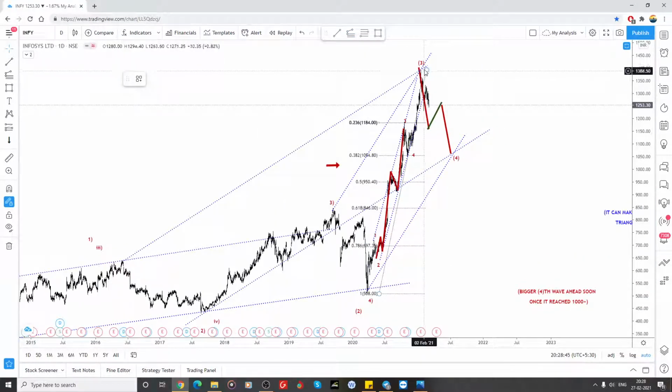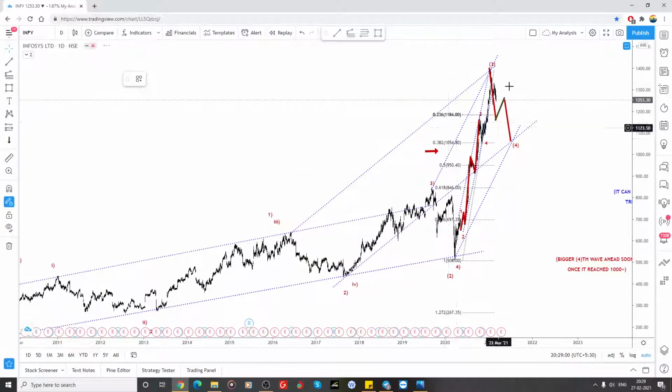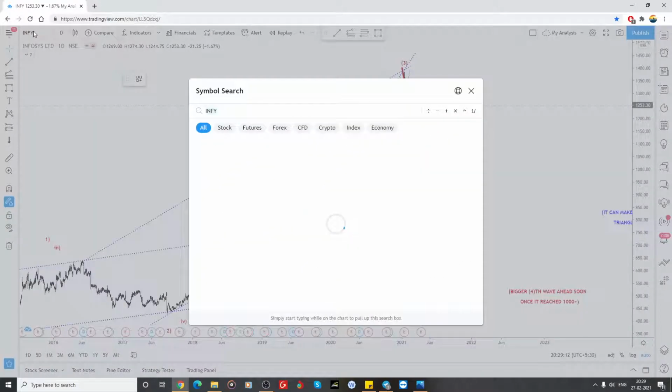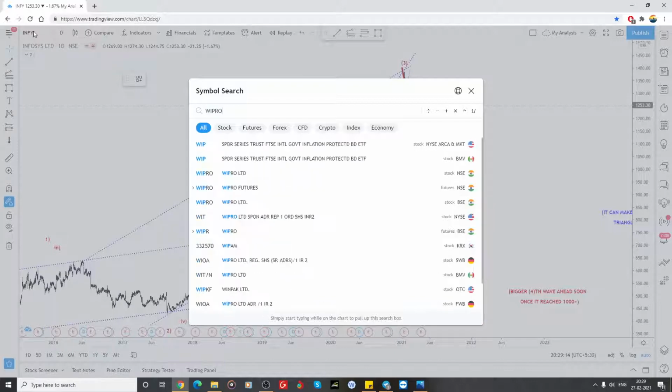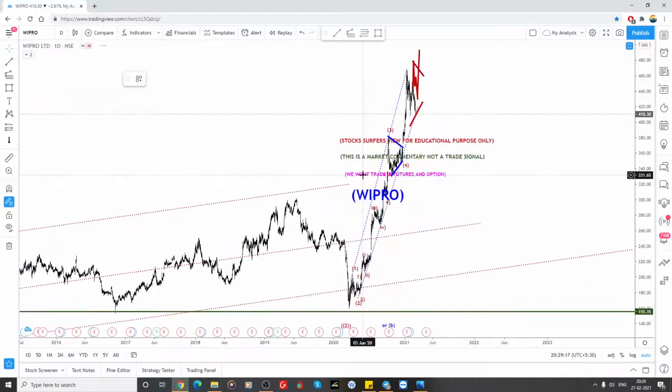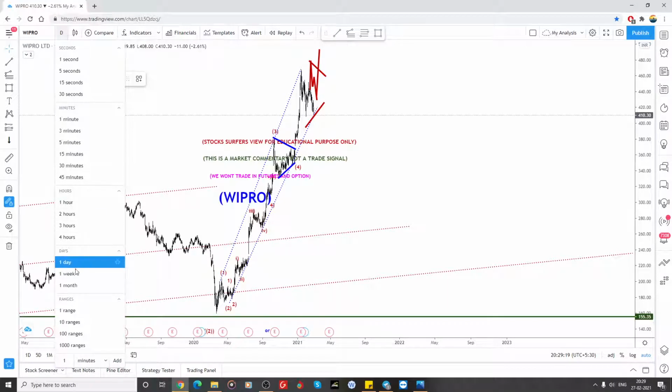So I'm expecting from this high, this is a third wave, so nearly to the 23.6, or if it is a deeper correction, it's 38.2. In any structure we can buy here in this zone, and it can extend. Anyway, we are looking for that fifth wave, or if it goes further high, it can continue like that, 1 2 1 2 3 4 5 like that. So let's move on to Wipro. There is no change here in Wipro.